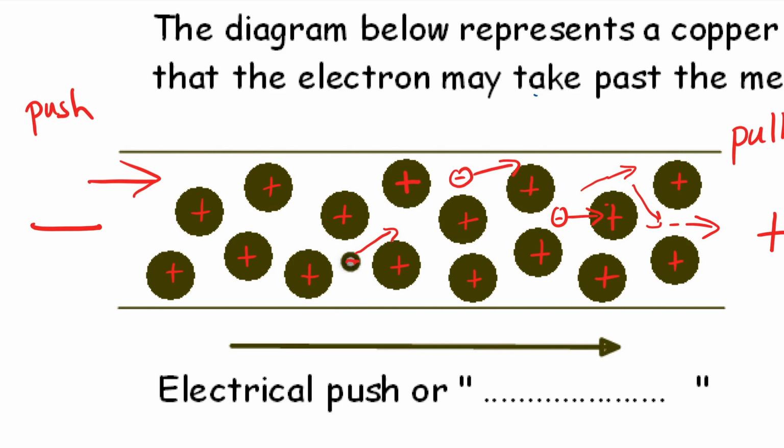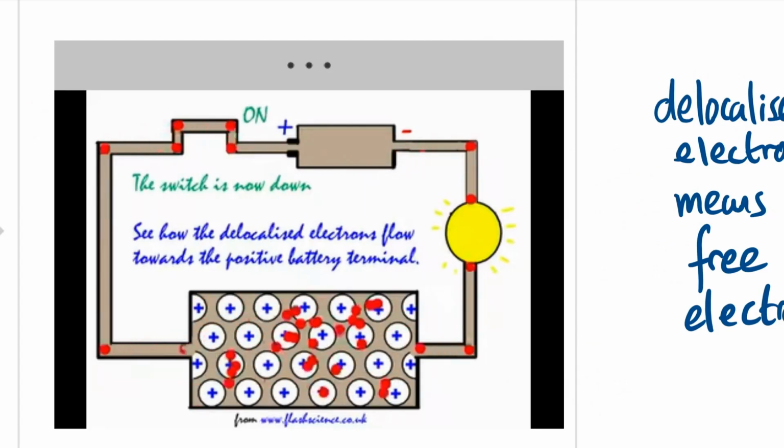What I want you to do now is to add in a few more electrons and just show these electrons trying to move towards the positive side. Underneath it says electrical push, or voltage is the word we use. So let's look at this quick video.